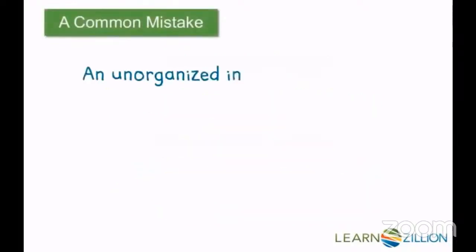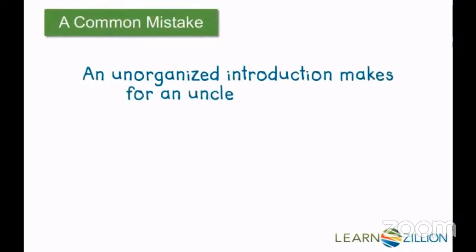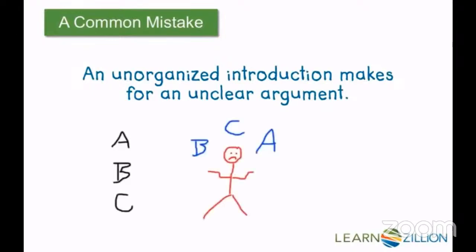A common mistake that writers make is that they have an unorganized introduction, which makes for an unclear argument. A logical format would be A, B, C. Without a logical order, the reader might be left juggling where you're actually headed with your argument, which of course weakens the argument and creates a lot of question marks. We want to have a well-organized, strong argument. It all starts with the introduction.